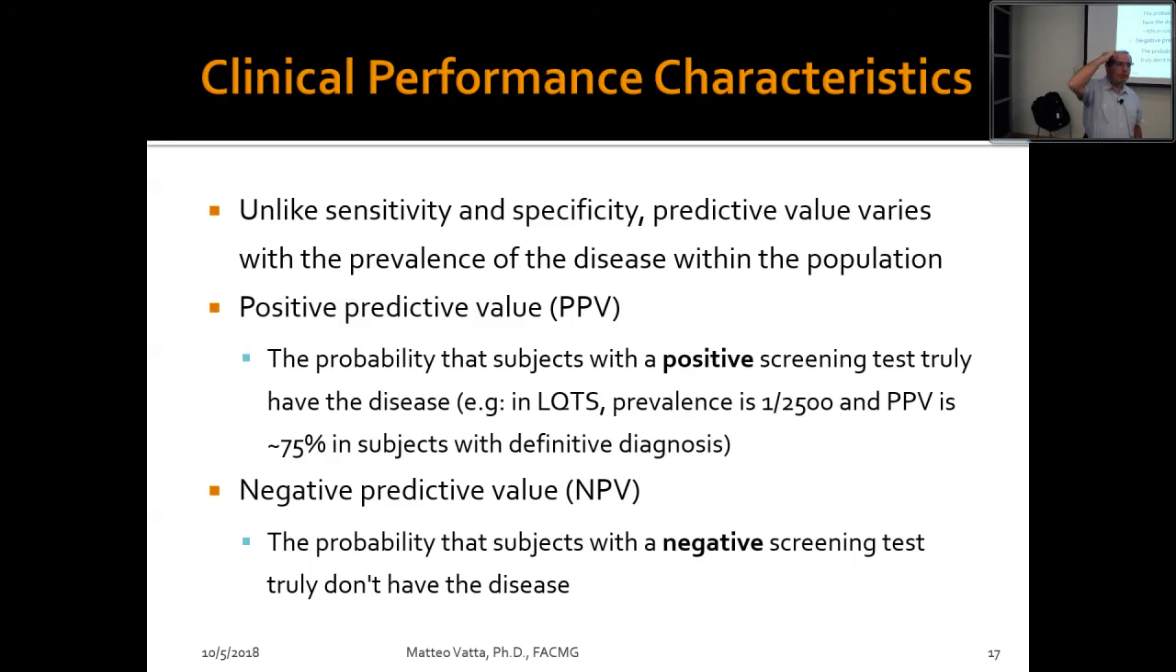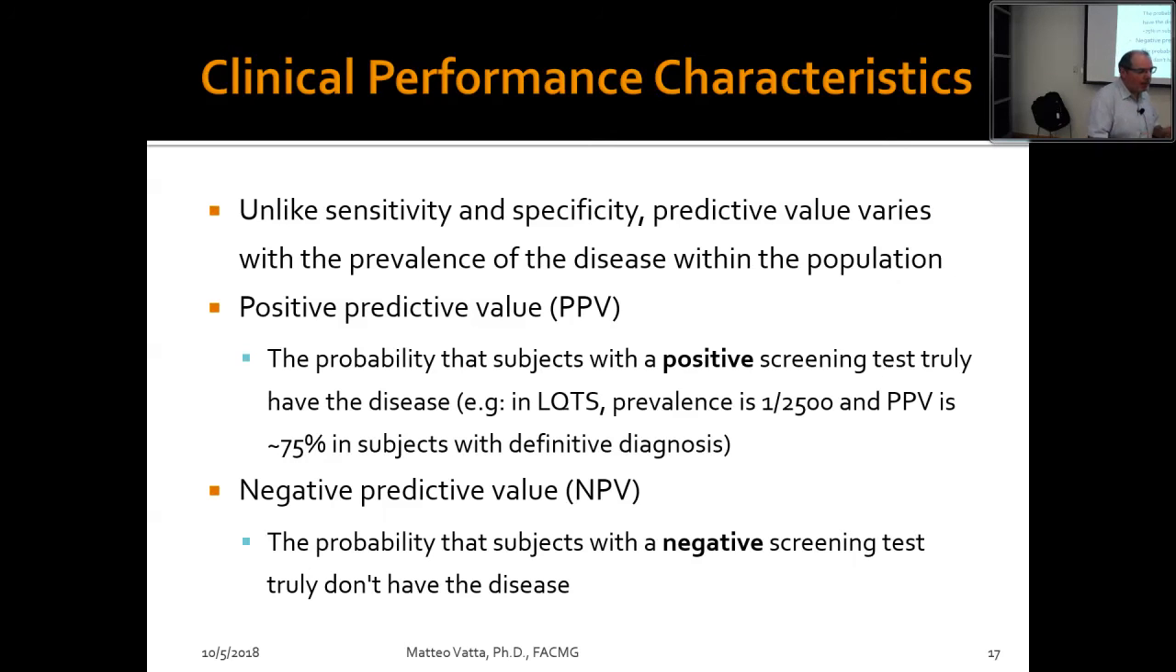The clinical performance characteristics, contrary to the analytical parameters: the clinical sensitivity and specificity actually lead more to detecting the prevalence of the disease within the population, so the positive predictive value. So I put an example here, for instance, long QT syndrome. Long QT syndrome has a prevalence of 1 in 1,000 to 1 in 1,500.